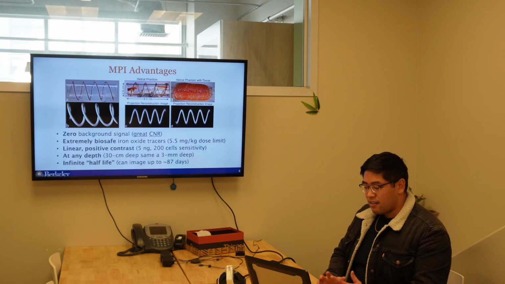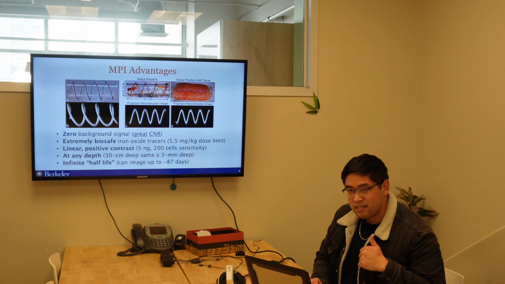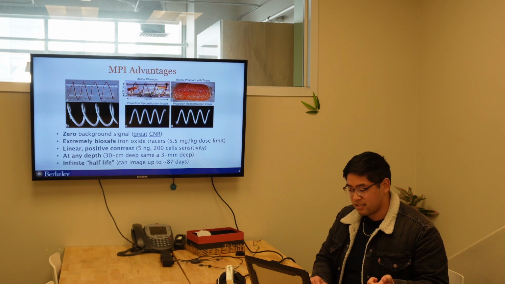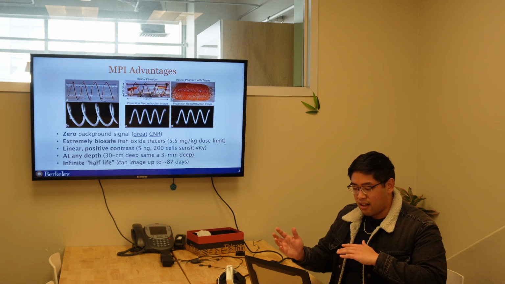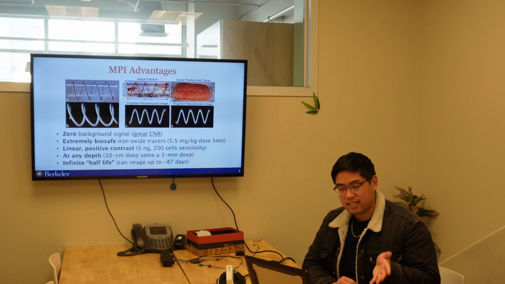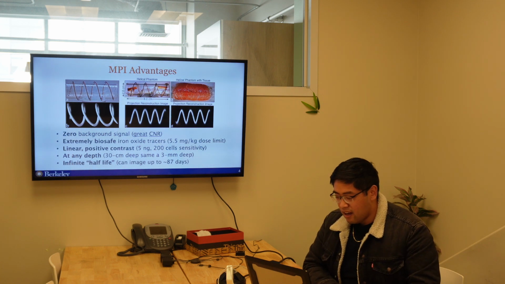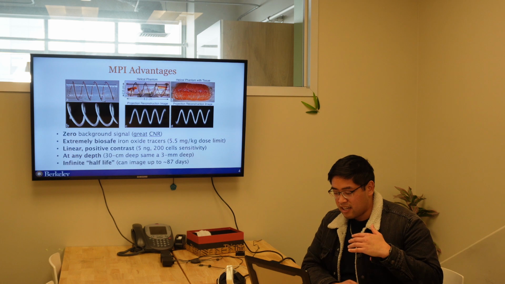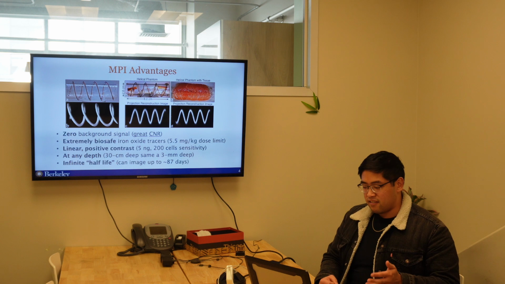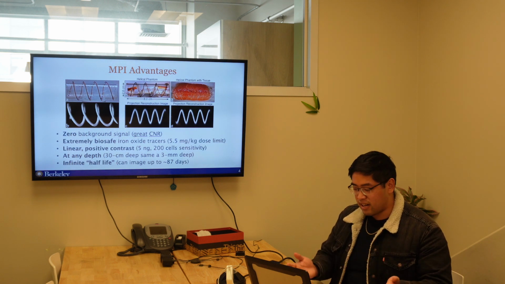So MPI has a lot of advantages over current imaging modalities. One, there's no background signal, so the image only contains tracer information, unlike other modalities like MRI or X-ray. And these iron oxide tracers are biosafe, they're not radioactive, and they get cleared through the body. MPI also provides a positive contrast, and the image is linear with the concentration of particles. So if you inject twice as many particles, your image will be twice as bright.